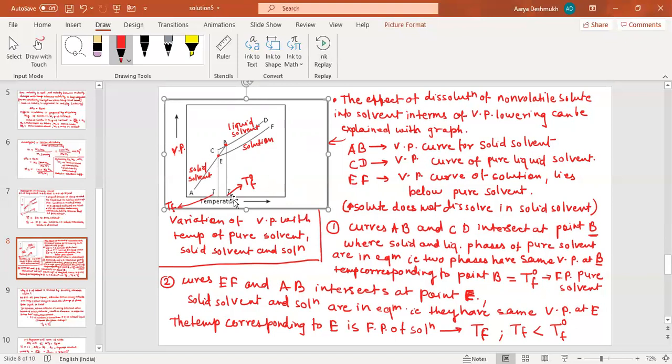Now you can see from this graph itself that this TF is less than T naught F. This TF has a smaller value than this T naught F. So this is the graph for variation of vapor pressure with temperature of pure solvent, solid solvent and solution. All three curves are shown here. Since we are discussing the freezing point, the solid solvent will also appear there, and the liquid will also be there. And in the solution phase, what is the effect on the freezing point of the addition of this solute?